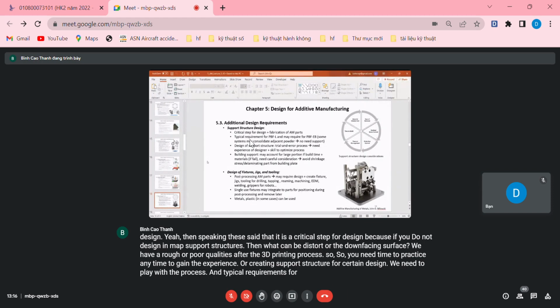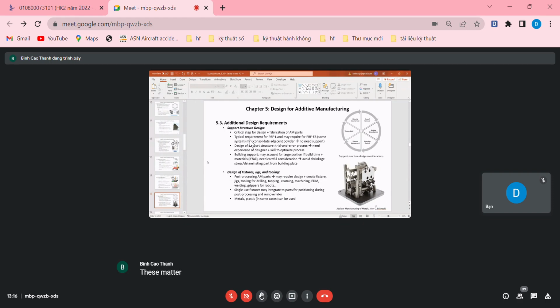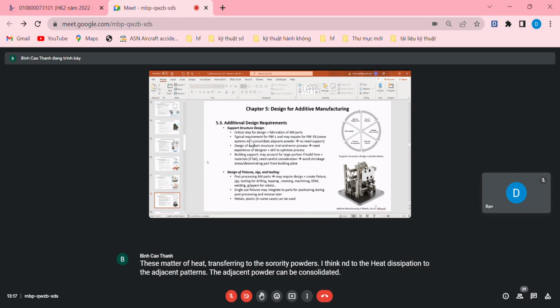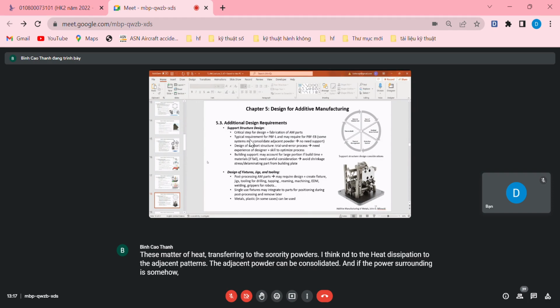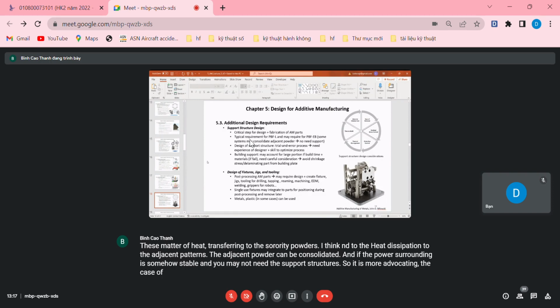And typical requirements for powder bed fusion. This is a matter of heat transferring to the surrounding powders. Due to the heat dissipation to the adjacent powders, the adjacent powder can be consolidated. And if the surrounding powder is somehow stable, you may not need support structures. So this is more or less the case in directed energy deposition.